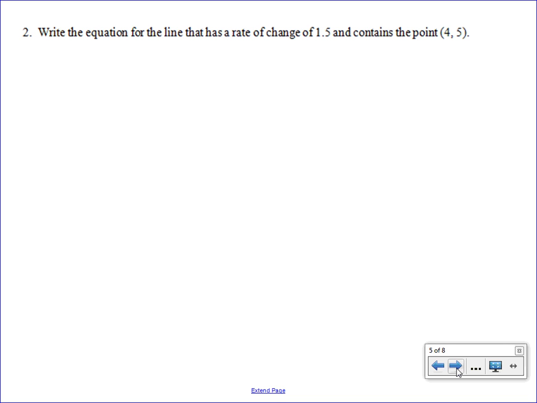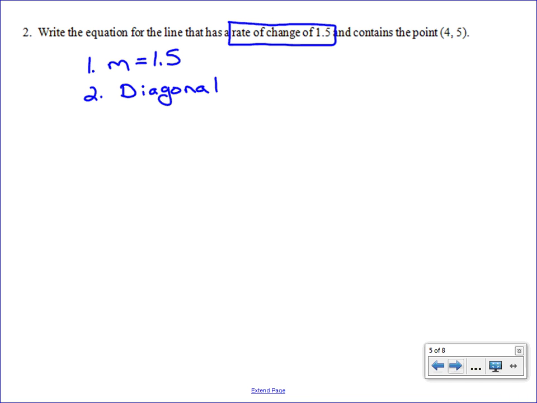This time, our equation has a rate of change of 1.5. Remember, we talked about the vocab. A rate of change is just code for slope. So step 1, identify the slope. M is 1.5. That's going to be a diagonal line. It's very much like saying 3/2, so you'd be going up 3 and over 2.